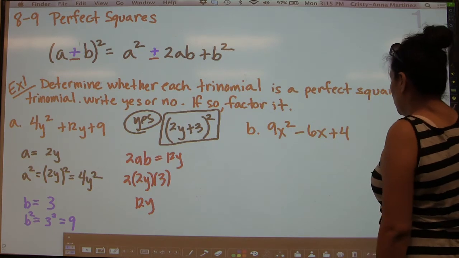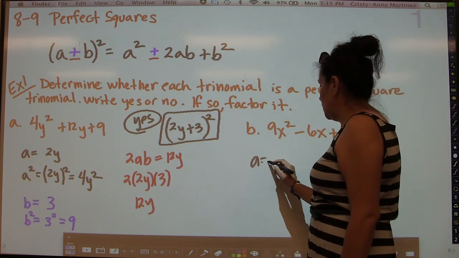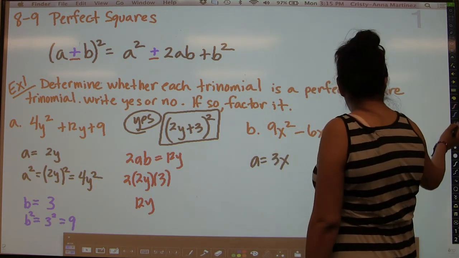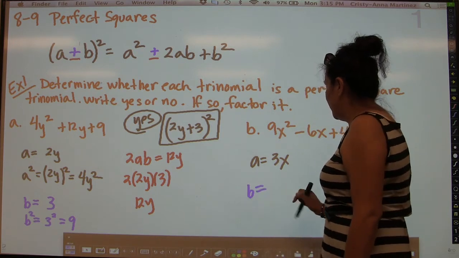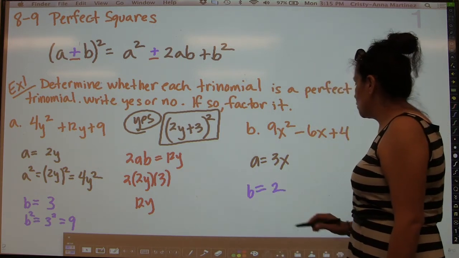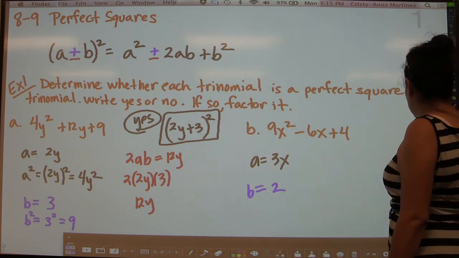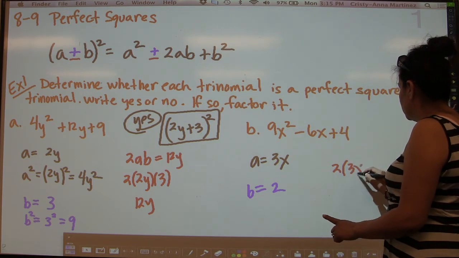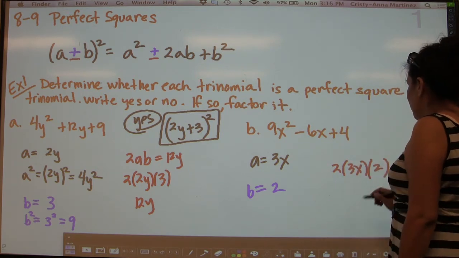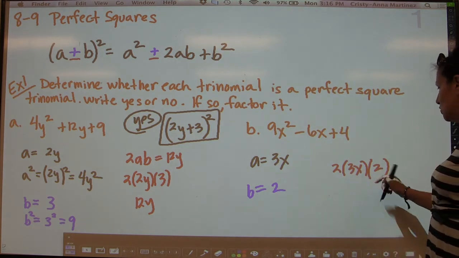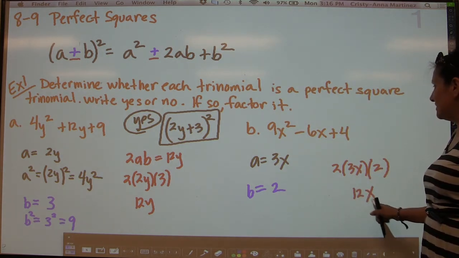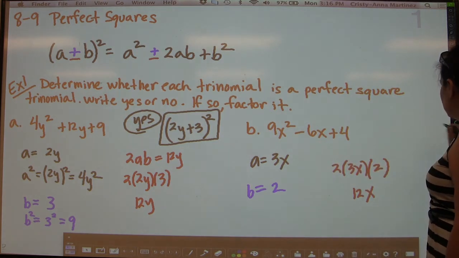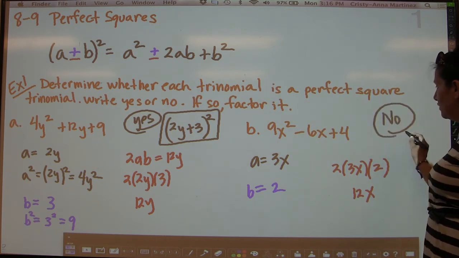We'll do the same thing. We're going to say that a equals 3x, because 3 squared is 9 and x squared is x squared. And then for the b, we're going to claim that b is 2, because 2 squared will give us the 4. And now we have to check the 2ab. So 2 times 3x, times 2. 2 times 3 is 6, and 6 times 2 is 12, and we get 12x. But that's not the middle term here. It's negative 6x, not 12x. So in this case, the answer is no, it is not a perfect square trinomial.